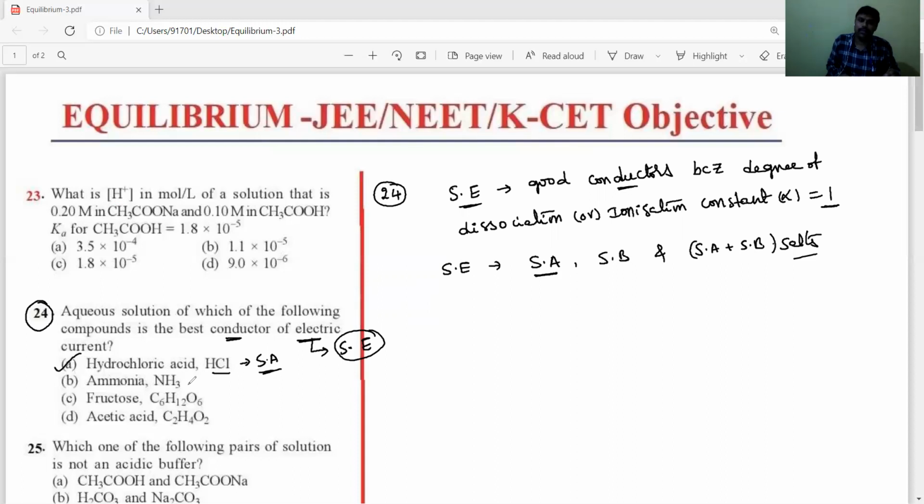Whereas ammonia is a weak base, and fructose is a non-conductor. Its alpha is equal to 0, it cannot ionize, and acetic acid is a weak acid. That's why the strong acid HCl acts as a good conductor of electricity. So the answer is the first option. Okay, students, let's go to the next, 25th question.